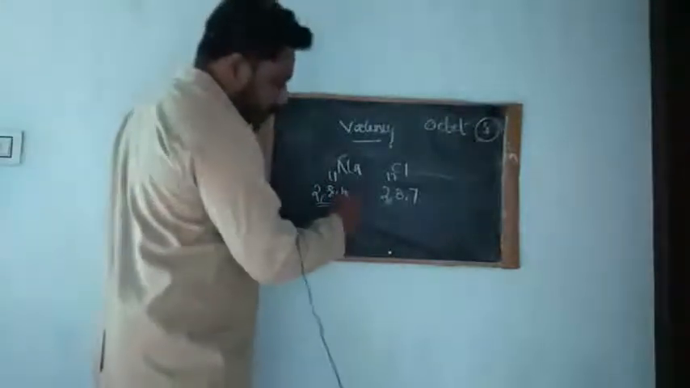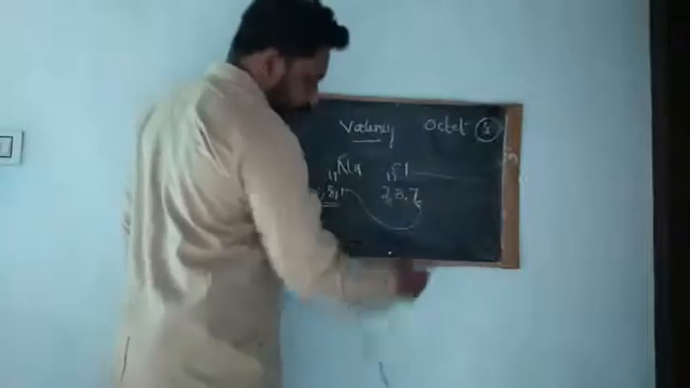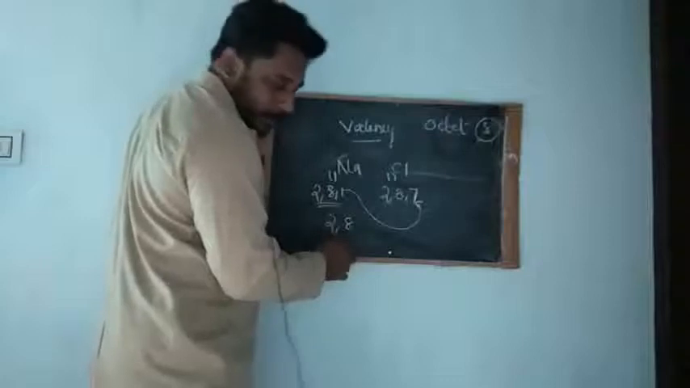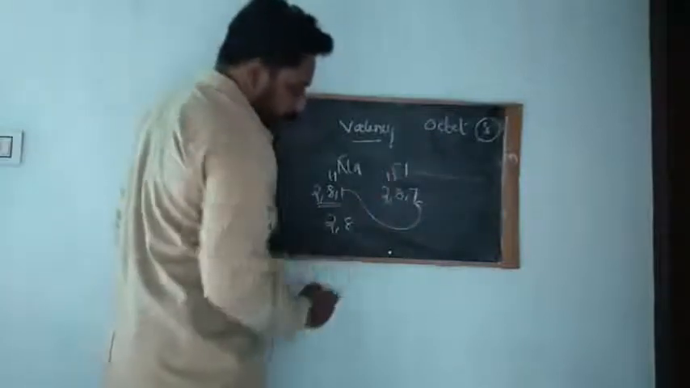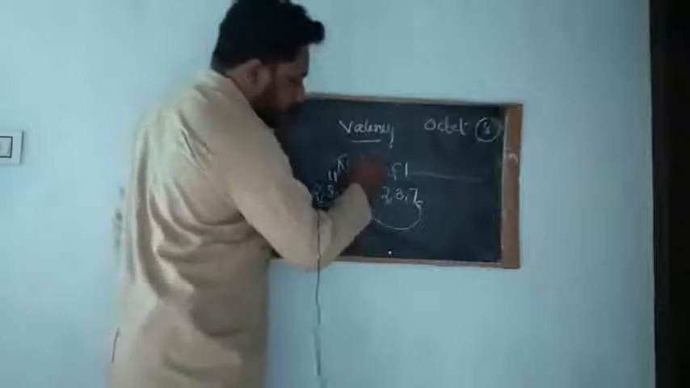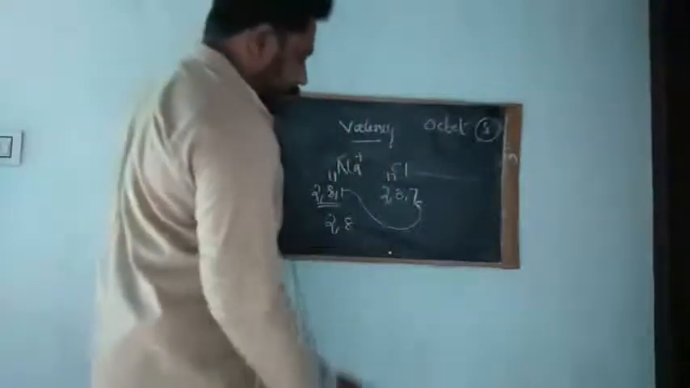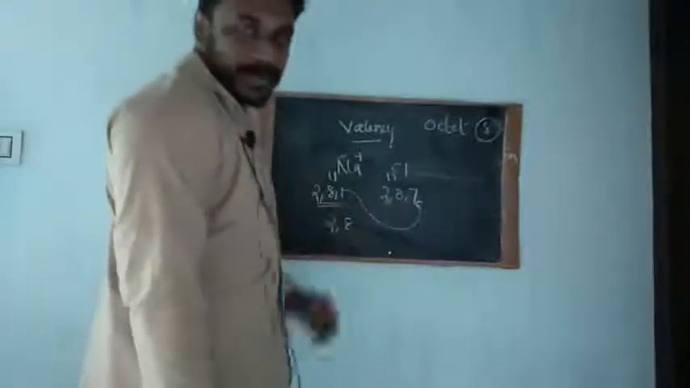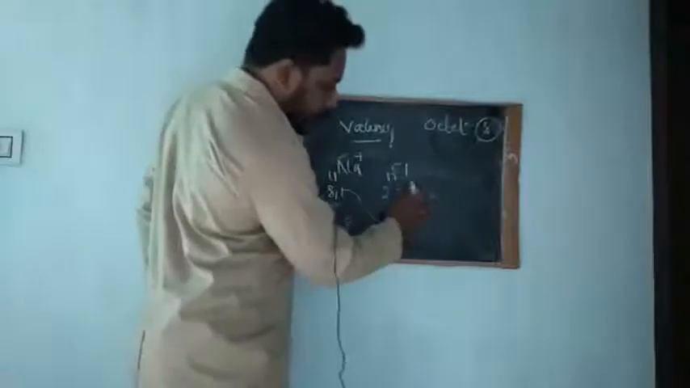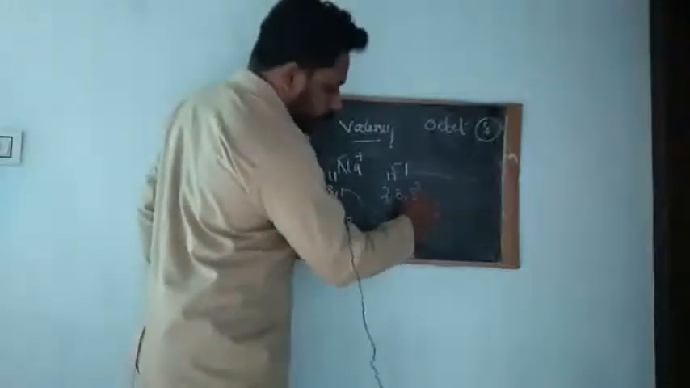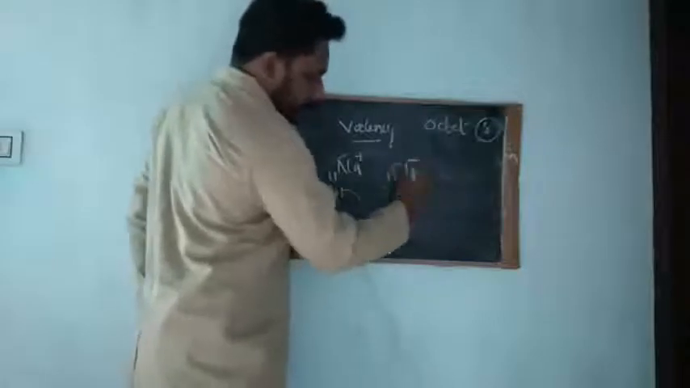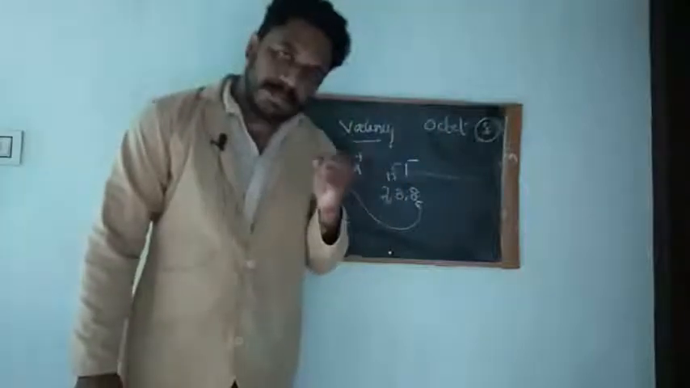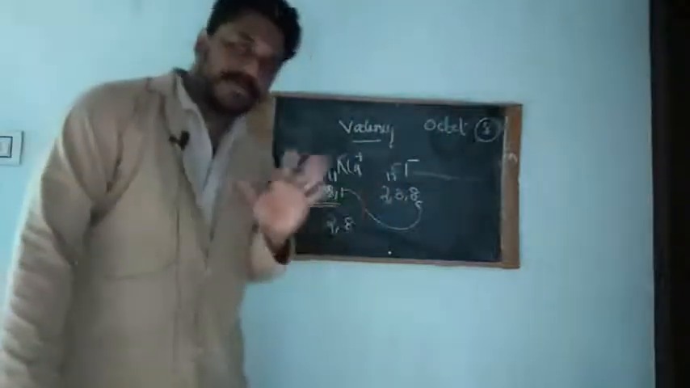So that's why sodium will donate 1 electron to become 2,8. Now the outermost shell consists of 8 electrons, right? By donating 1 electron, sodium will become positively charged. And chlorine requires 1 more electron to get 8 electrons in the outermost shell, so it accepts 1 electron. By receiving 1 electron, it will become negatively charged. So the sodium atom donates 1 electron, and the chlorine atom accepts 1 electron.